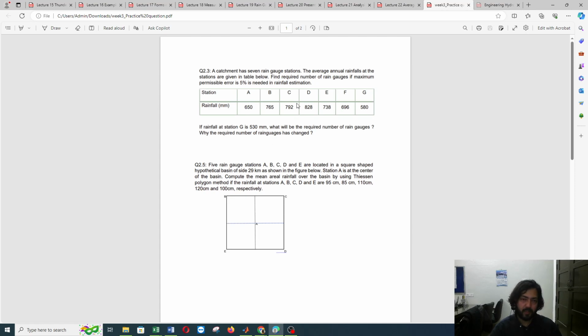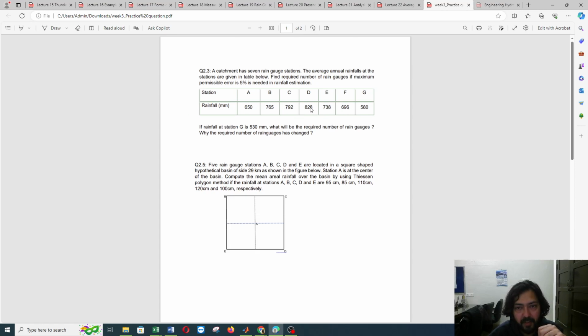So let us solve this. First we are going to read the question. They are saying that a catchment has 7 rain gauge stations. The average annual rainfall at the stations is given in the table. Find the required number of rain gauges if a maximum permissible error of 5% is needed in rainfall estimation, right? Then at the same time they are saying if the rainfall at station G, which is 580, is recorded as 530 mm, what will be the required number of rain gauges, and why has the required number of rain gauges changed?